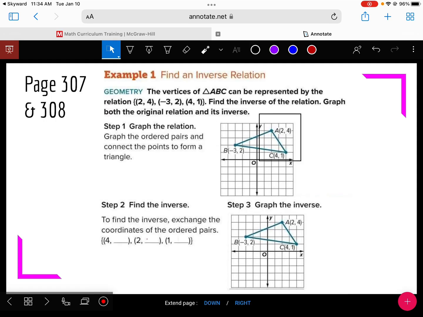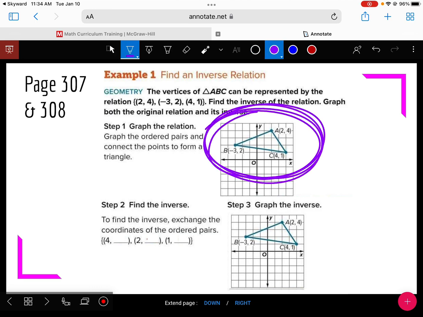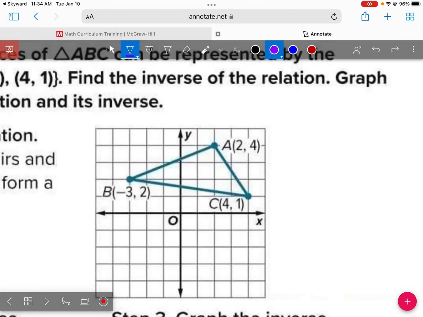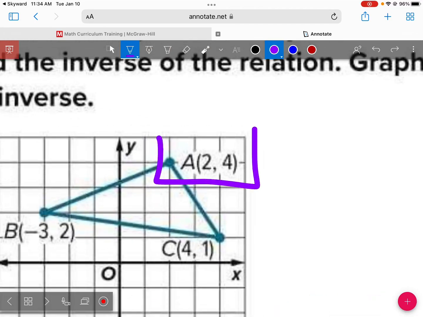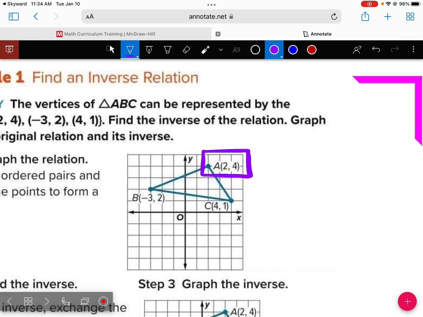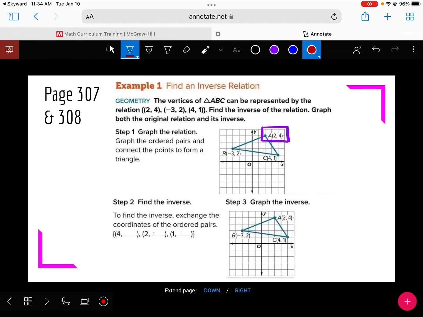They have this graph for us right here. Do you guys see that picture down at the bottom of your page? I want to look at the ordered pairs that they used. Here's 1 point. What's the x part of that ordered pair? 2. What's the y part? 4. I want to write the inverse ordered pair.